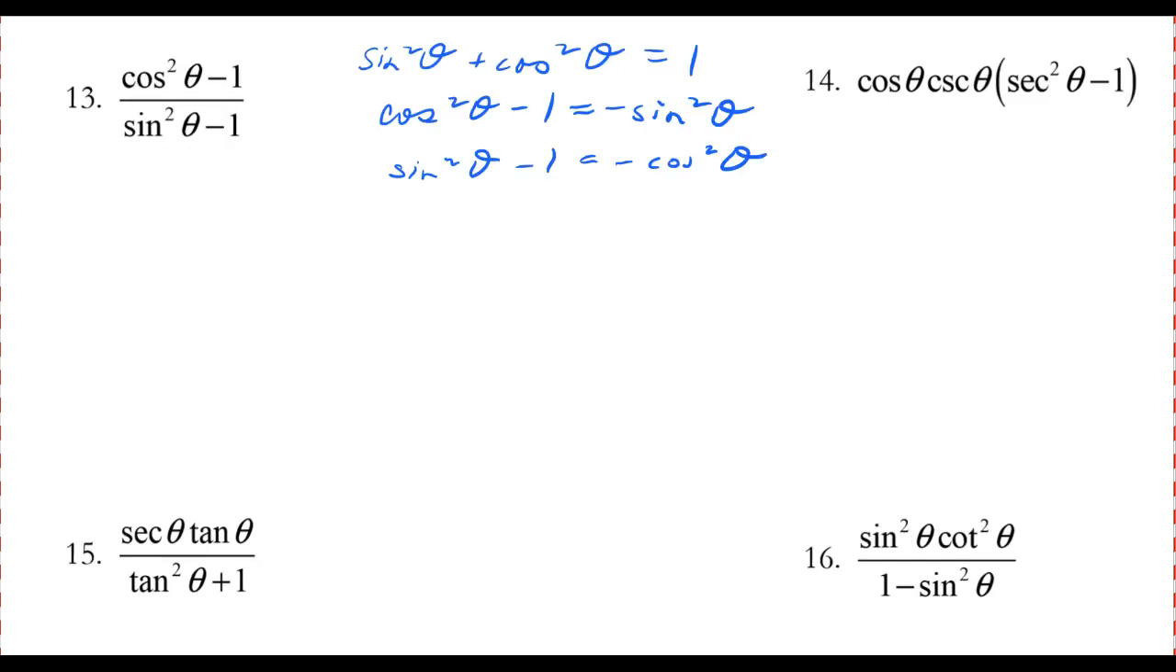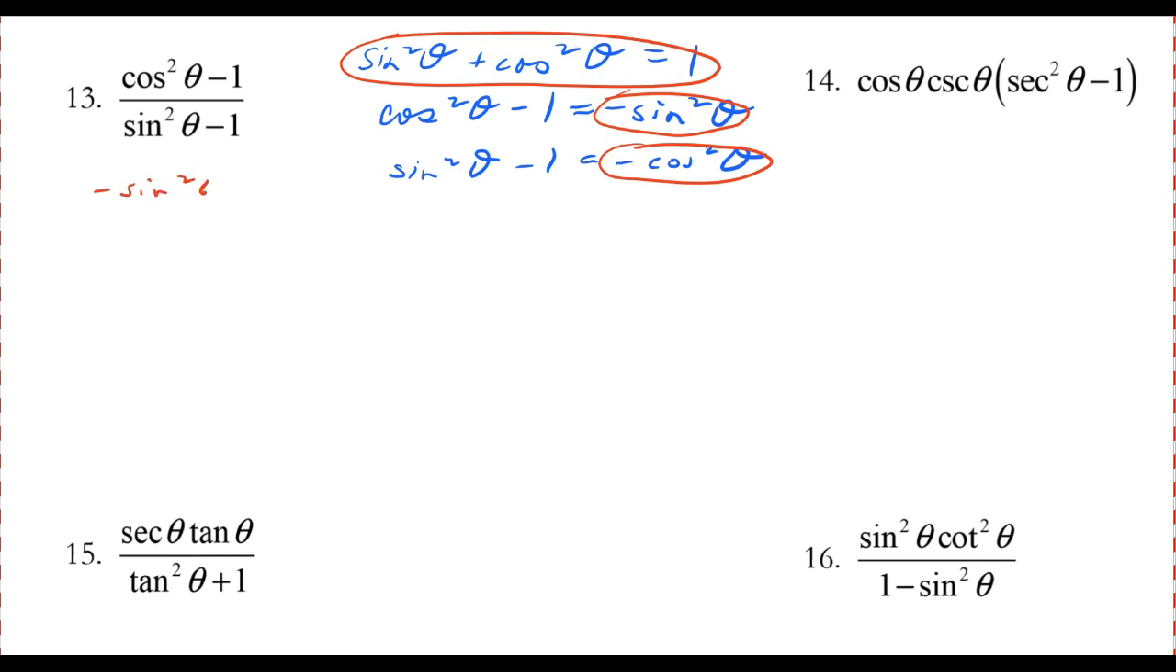Here's our last example. And once again, cosine squared theta minus 1 can be seen to be negative sine squared theta. And sine squared theta minus 1 is seen to be negative cosine squared theta. And these are both a rearrangement of the Pythagorean trig identity. So we will make those substitutions as a first step.